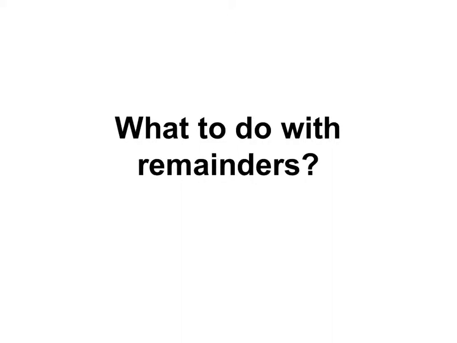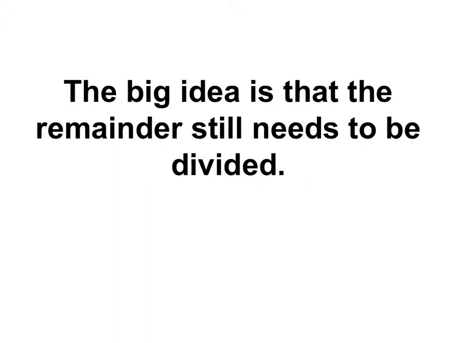So this video is about what to do with remainders. We're talking about division computations where there's something left over. Up to this point, we've really only been doing division where it goes in exactly, or we're estimating, so it doesn't have to go in exactly. This video is about what we do when we do division but then there's something left over at the end. So the big idea is that the remainder still needs to be divided.